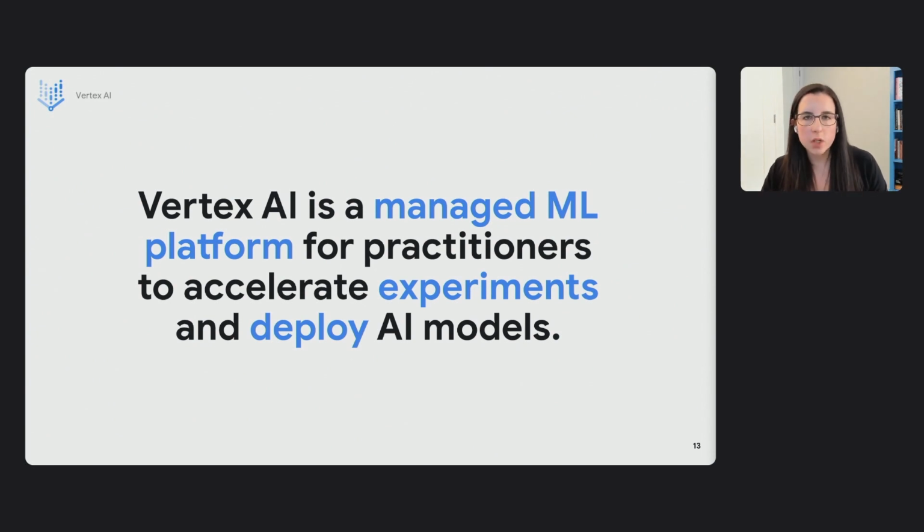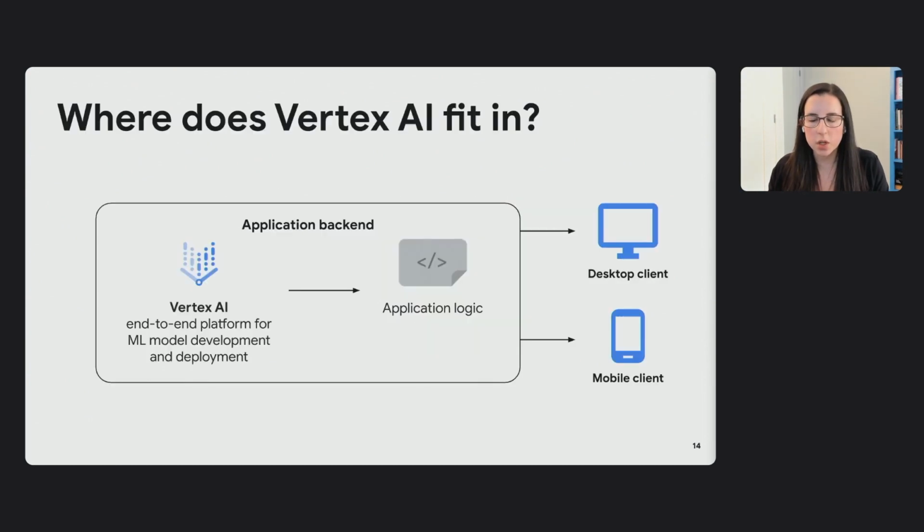So again, at a high level, what is Vertex AI? Vertex is a managed machine learning platform for practitioners to accelerate experiments and deploy AI models. So what does that mean? As you saw, it's an end-to-end machine learning platform. So it's designed to support you through each step of your ML process and provide a unified environment for doing that. So no matter what tool you use for model training, all of your models will show up in the same place, along with all of your endpoints, and you can use the same API, the same SDK to access all of those machine learning resources. And again, this was just announced yesterday, so you can be one of the first to try it out.